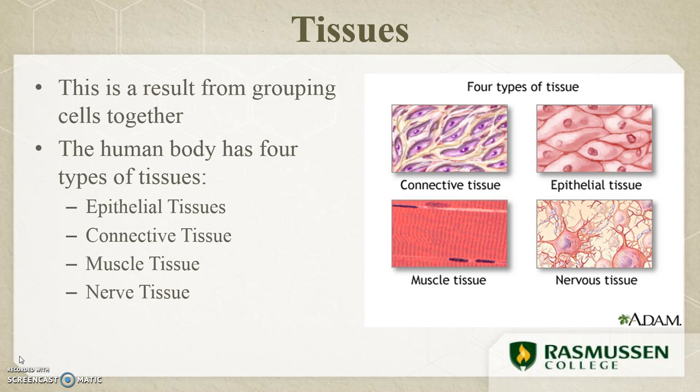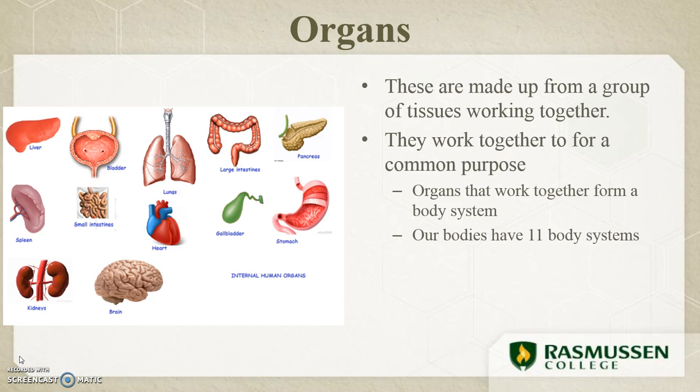Cells group together and call themselves tissues, which means that they share the same function and purpose. The human body has 4 different types of tissues: epithelial, connective, muscle, and nerve, each of them performing a different type of function. Tissues band together to form organs, and those form what we call organ systems.